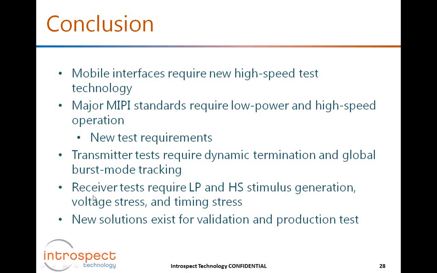And then on the receiver side, of course, any generator that's testing a receiver has to be able to generate LP signals as well as HS signals, and has to be able to provide voltage stress and timing stress on both of these parameters. And finally, we described some of the solution spaces that exist today, specifically ones from Introspect Technology on the validation side, as well as on the production testing side.